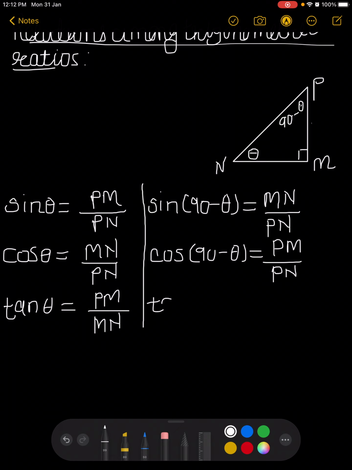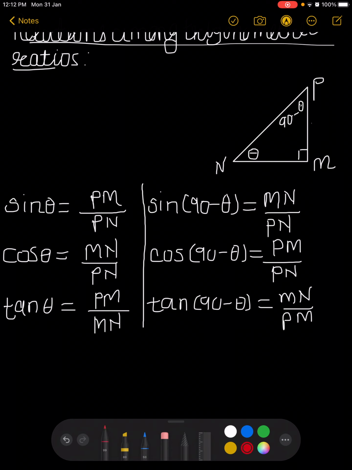And the last ratio of angle P with measure 90 minus theta is tan 90 minus theta. Opposite of 90 minus theta is MN and the adjacent is PM. Sorry, I made a mistake here. For 90 minus theta, opposite is MN and adjacent neighbor is PM. Okay, so here I'll write PM. After completing the work of three ratios of theta and 90 minus theta, now we are going to find out the relation of trigonometric ratios.